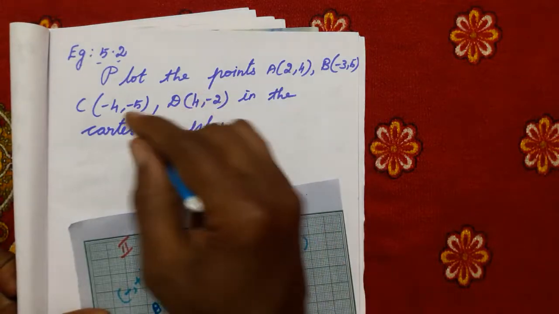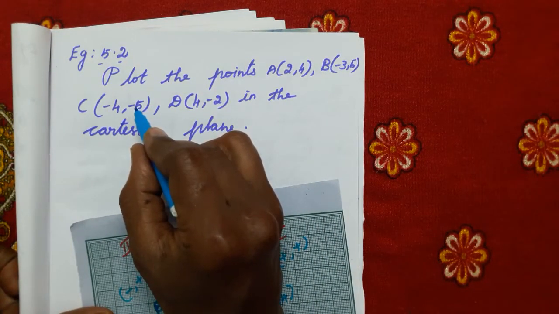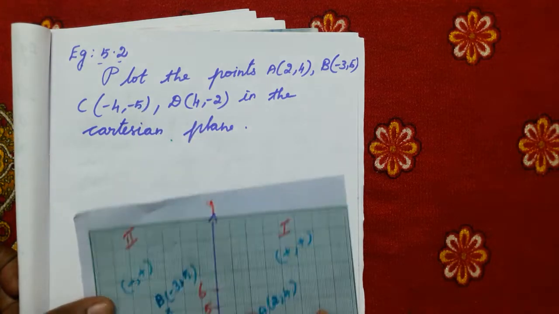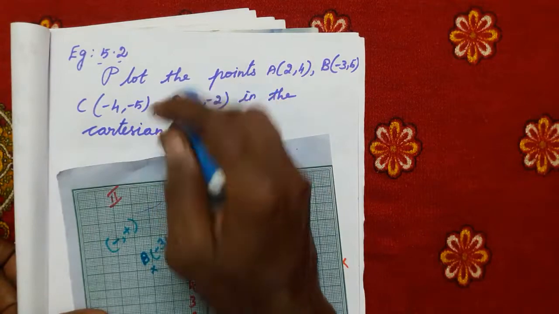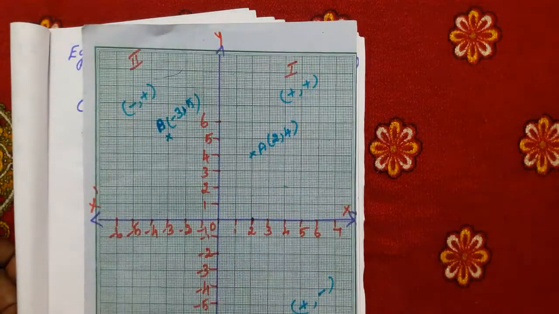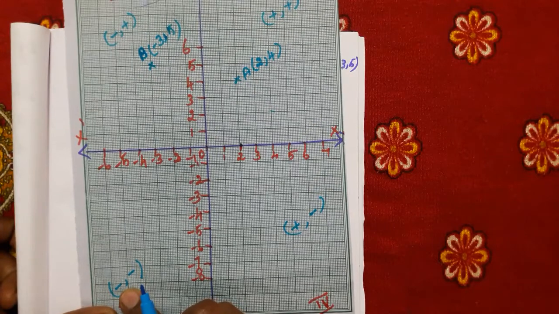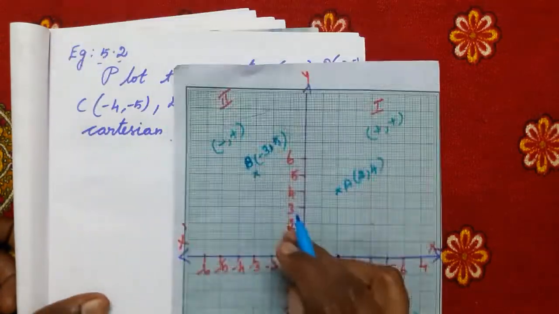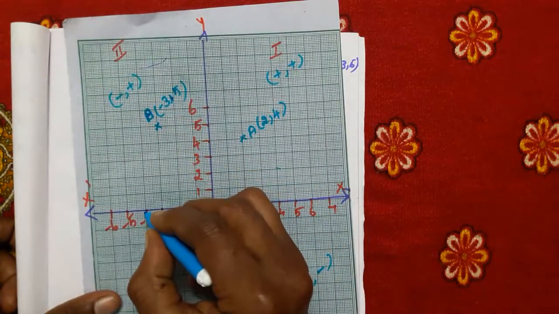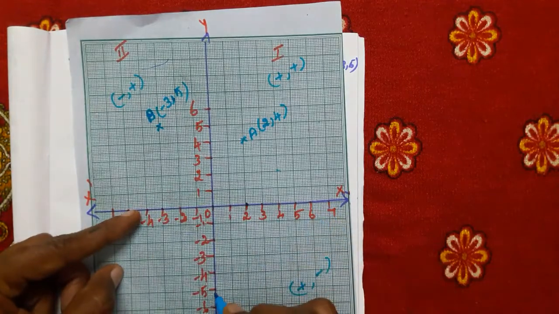Next, what is C? Minus 4 comma minus 5. Both are minus, which means it lies in the third quadrant. So it lies in the third quadrant. Sorry, minus 4 comma minus 5. This minus 4 only you have to select. Minus 4 comma minus 5.